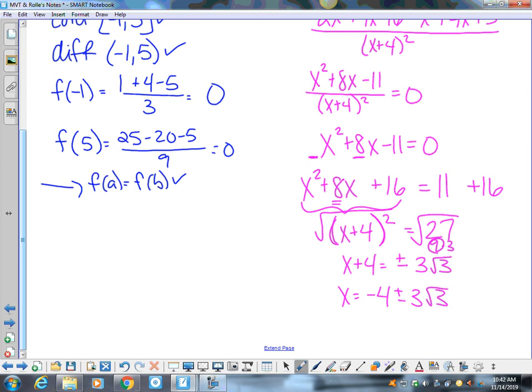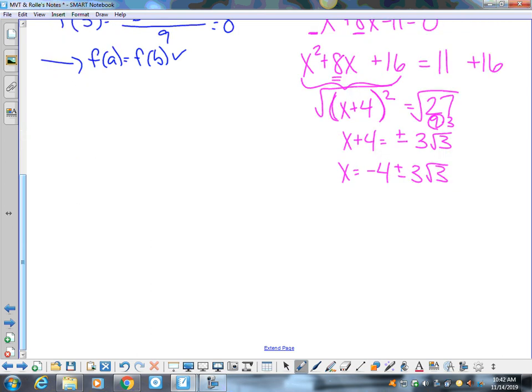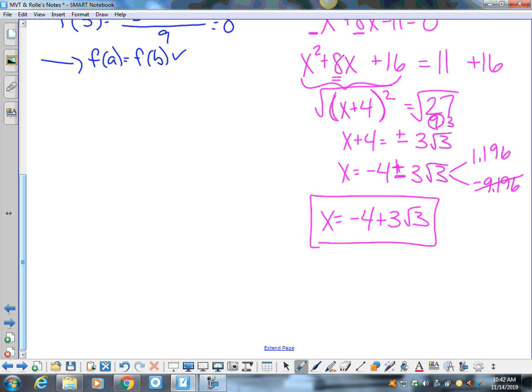Now, on most of these problems, when you get two answers, one of them is usually outside your interval. So you need to type these in and get decimals. I got 1.196 for the plus, and then for the minus, I got negative 9.196. My interval is from -1 to 5, so he's out. So I can keep the plus. So hopefully that jogs your memory about complete the square and also about the quotient rule.